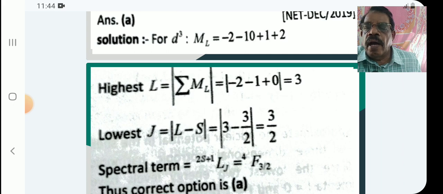Then for the lowest J we can write it as a modulus. J is actually in vector notation, it is L plus S. J vector is L vector plus S vector, and here we take the minus value. L value, when we take L value 3, S value we have to take 3 by 2, so it is 3 minus 3 by 2, that is 3 by 2. The spectral term is 2J plus 1 times X_J.